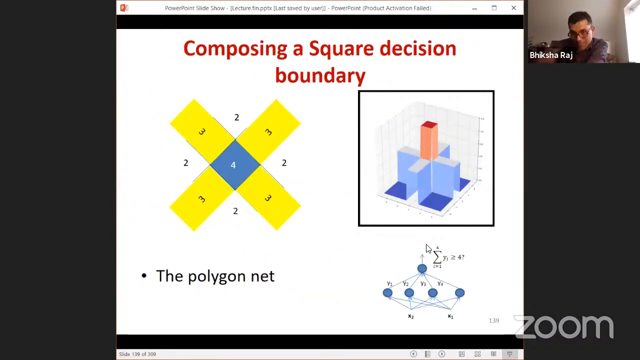To see how this works, let's take a look at some simpler problems. Say I want to model a diamond. Then I need four neurons in my hidden layer, right? So let's look at the sum of the outputs of these neurons as a function of the inputs. That sum is going to be four in the diamond. It's going to be three in these strips and two outside. So the function is going to look like this, right?